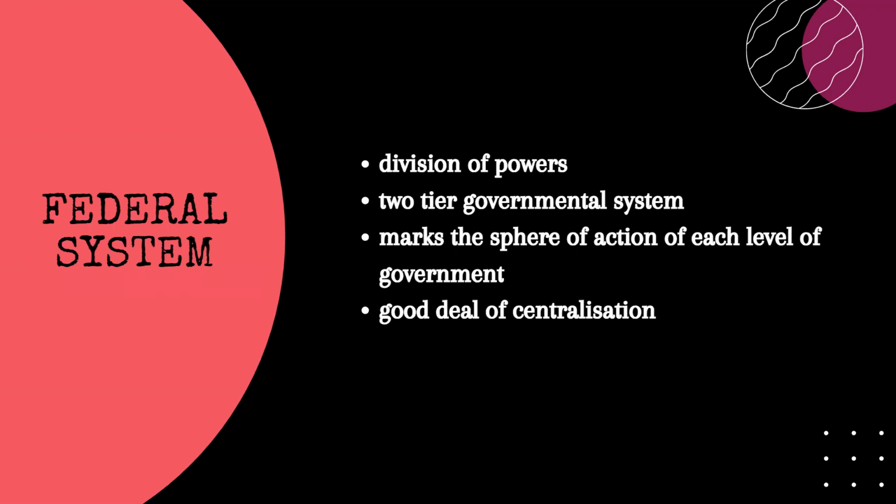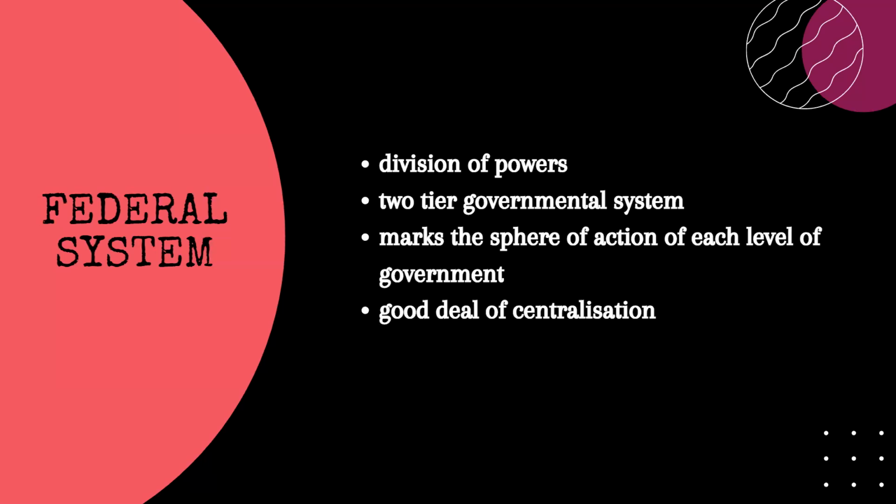The next is the federal system. There is a division of power among the central and federal legislature and state and provincial legislatures. India's constitution is of the federal type. It establishes a dual polity, that is a two-tier governmental system, with the central government at one level and the state government at the other.